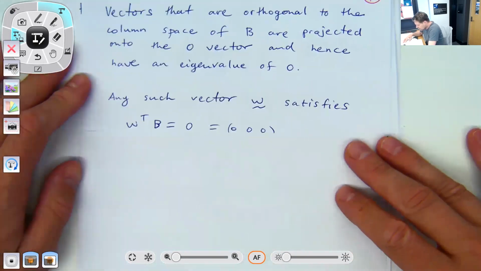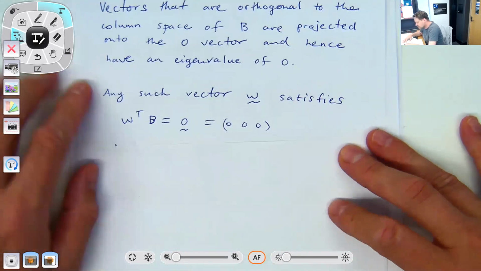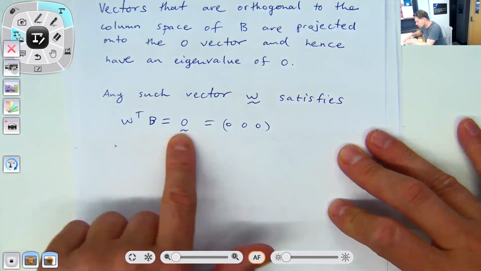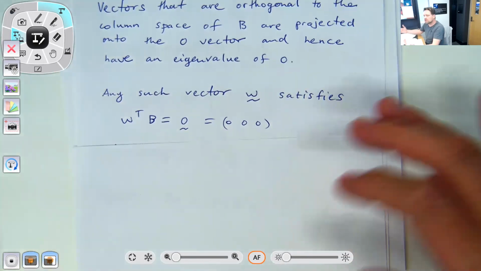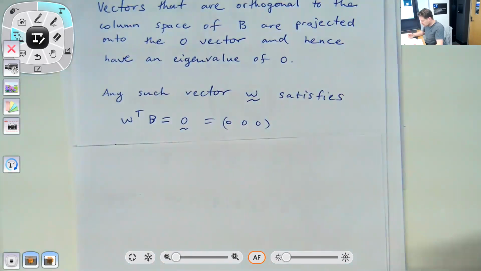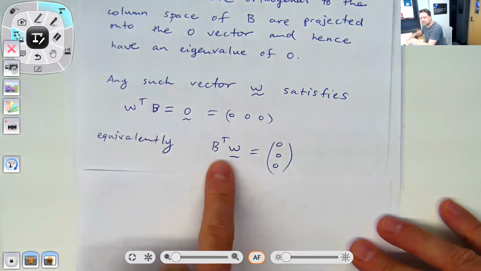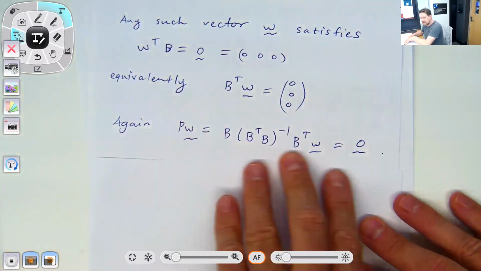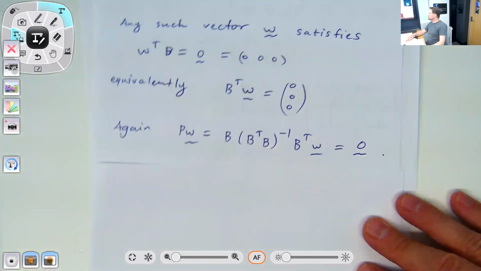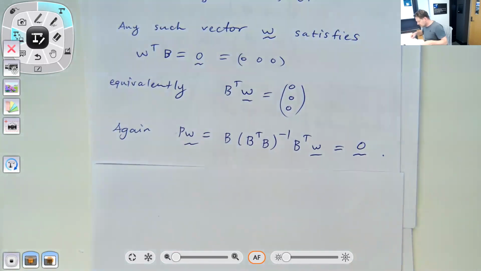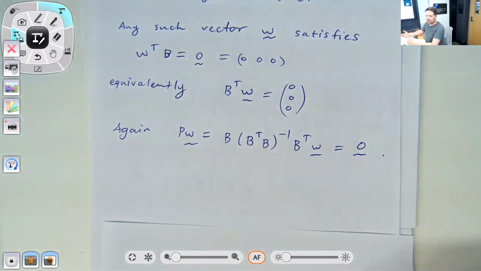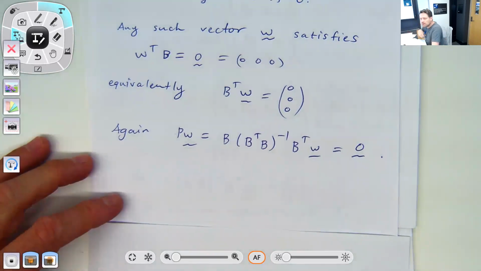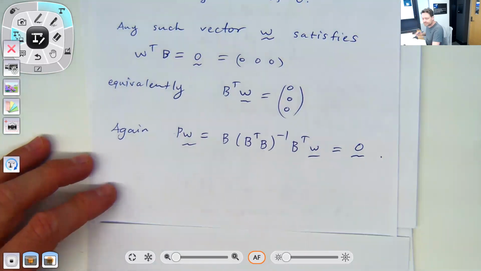Okay, so furthermore, any such vector W satisfies W transpose B is 0, where 0 is this, right? And notice that's what I just calculated earlier. You don't actually need to know what that W was. So equivalently, B transpose W gives 0, 0, 0. And again, this is the calculation that I just did on the last page. So in summary, these are the reasons for those 3 eigenvalues, which are 0, 1, and 1, or 1, 1, and 0.